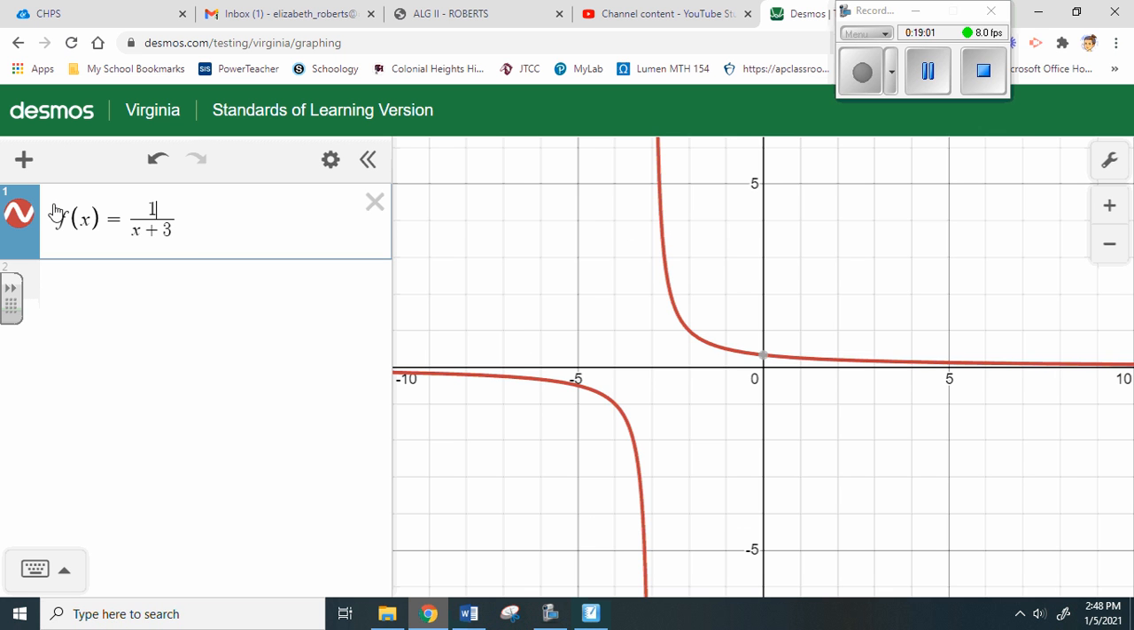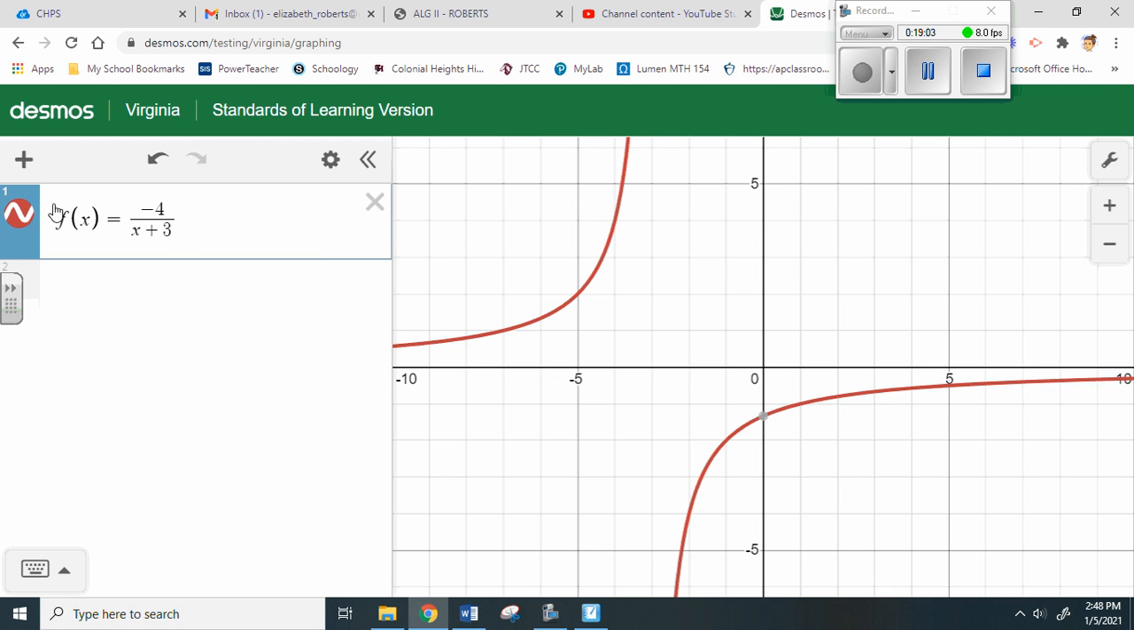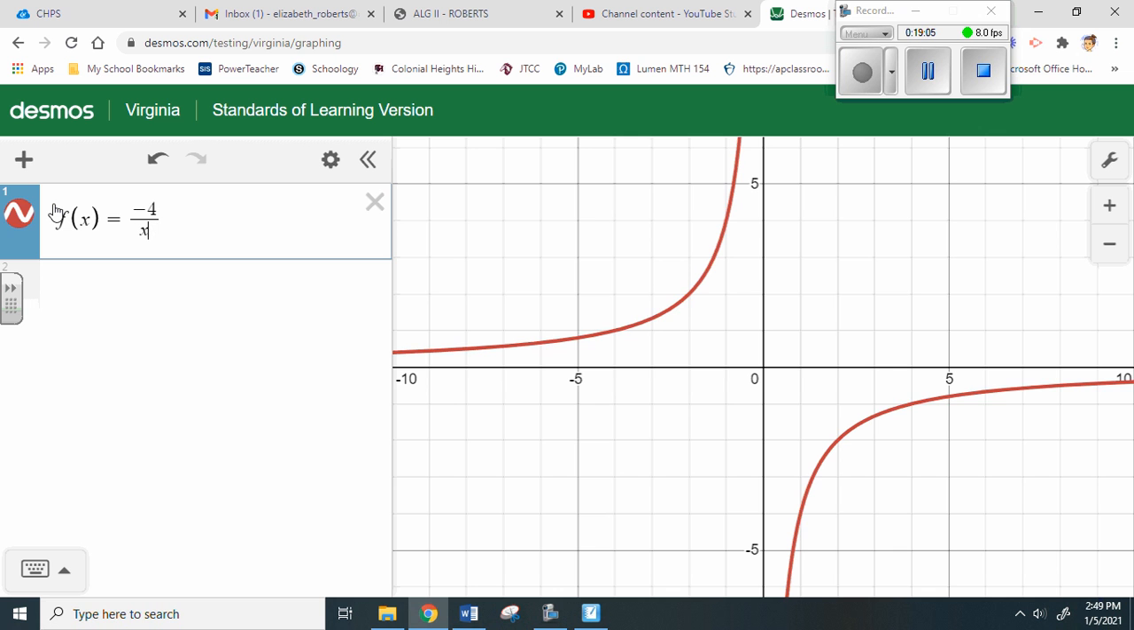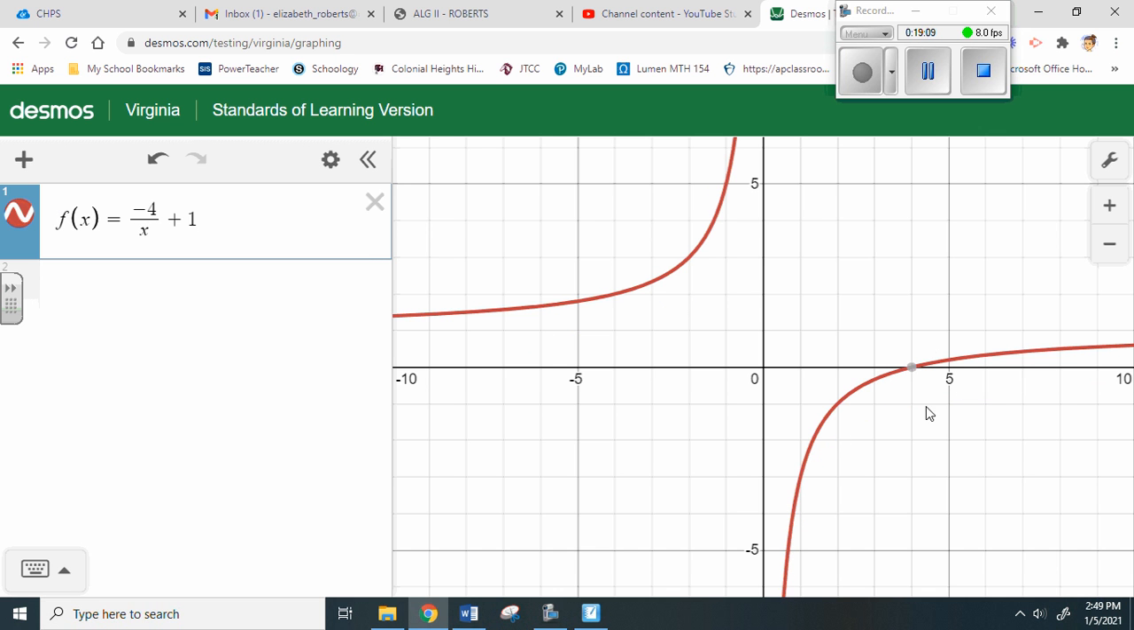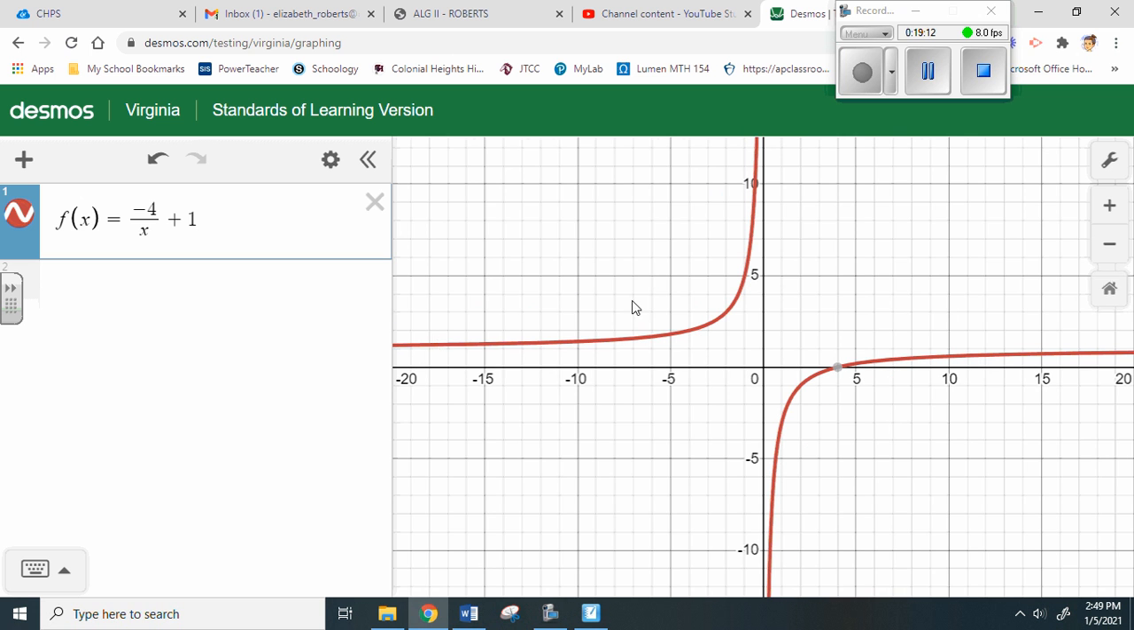All right, so let's see. I'm going to change the top to -4, get rid of the +3 on the bottom, but put the +1 afterwards. Okay, so we've got 2 curves, one in the second quadrant, and then one kind of in the fourth quadrant. And we've got a point right here on 4, 0. That's the x-intercept.